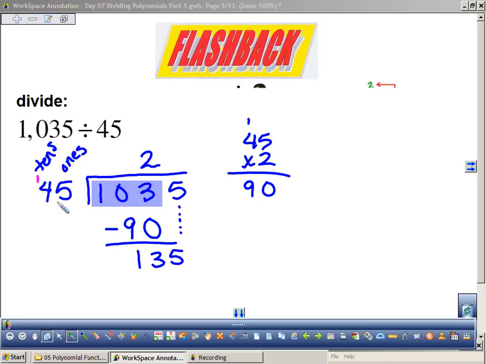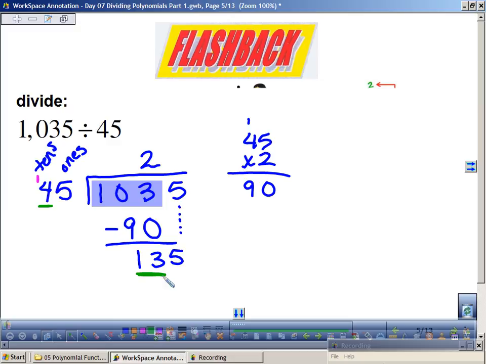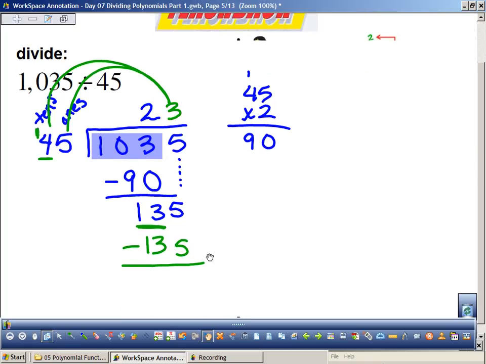45 goes into 135. Let's just concentrate on 4 into 13, covering up the 5. How much is 4 goes into 13? 3 times. Start with the 1s. 3 times 5 is 15. Carry a 1. 3 times 4 is 12, plus the 1, 13. Draw the line, change the sign, and I have a remainder of 0.